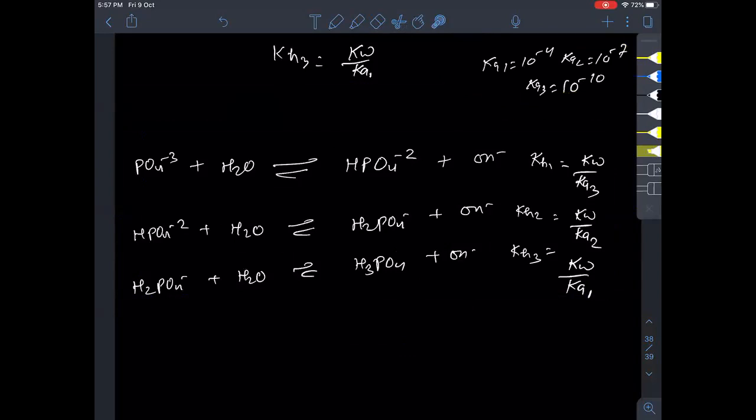Now what are we supposed to do here? Ka1 like this, Ka2 like this, Ka3 like this. So Kh1 we can do: Kw, which means 10 to the power minus 14, divided by Ka3, which is 10 to the power minus 10. So we got minus 4. Like that you can do it. You will get minus 4, then minus 7, and then minus 10, if I'm right.